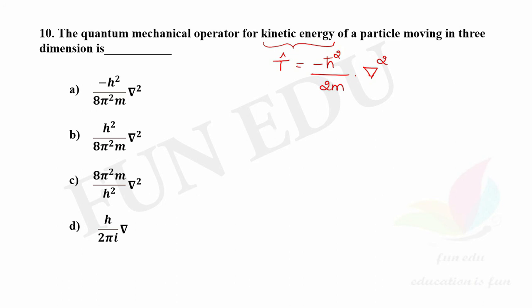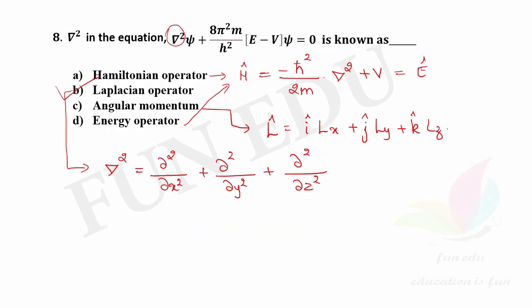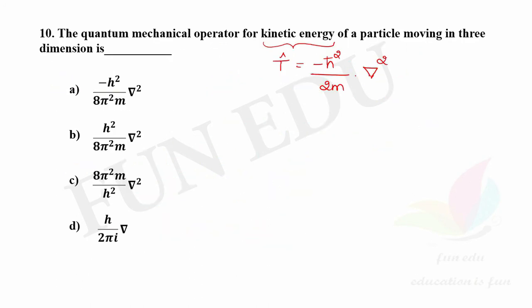Similarly, if you see here, H cap is equal to the Hamiltonian operator, whatever I have written here: minus h cross square by 2m into delta square plus V. So in this particular equation, you can see this is the kinetic energy, and this term represents the potential energy. So same thing you are having here. The kinetic energy T cap is equal to minus h cross square divided by 2m into delta square. This represents the kinetic energy.